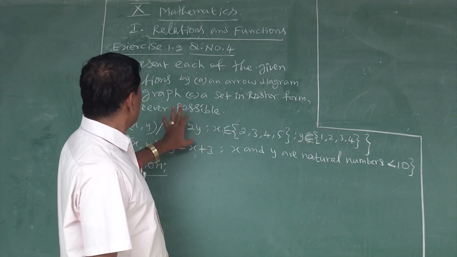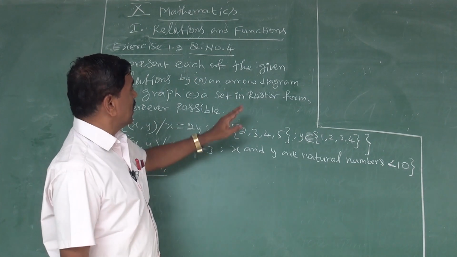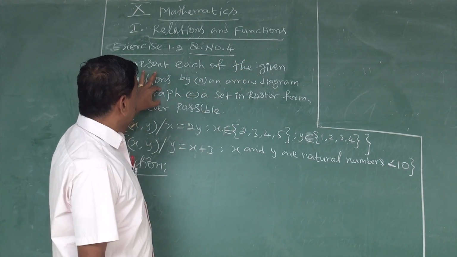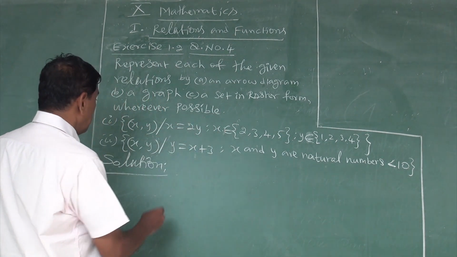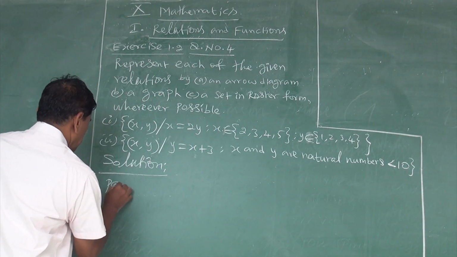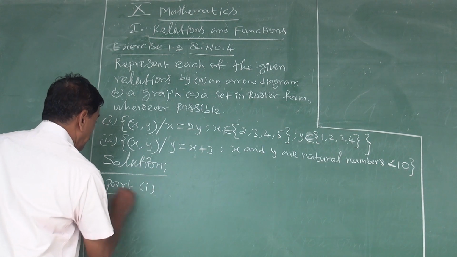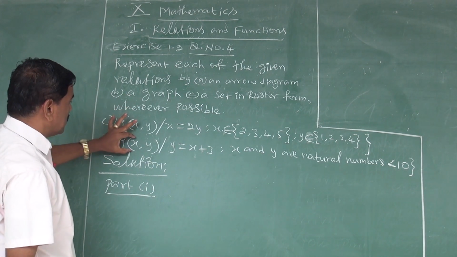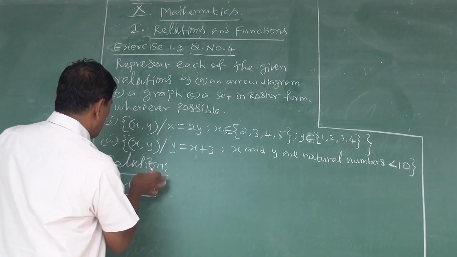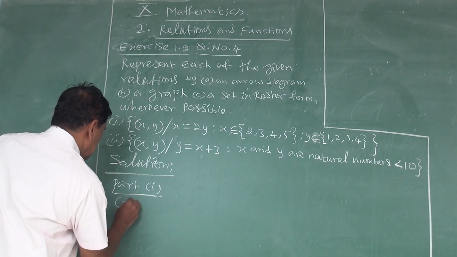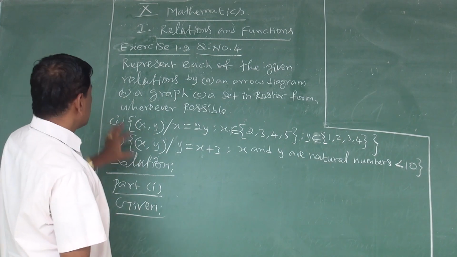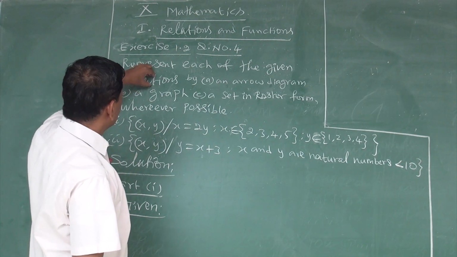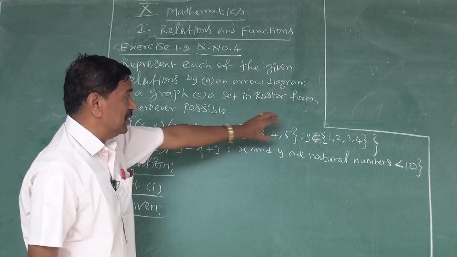For this we want to answer 3 questions. That is, first the arrow diagram, then the graph, then the set in roster form. Now listen, because there are 2 parts: first part, second part. In part 1, first let us write given. What is given? The given data is in set builder form. The relation R is given in set builder form.